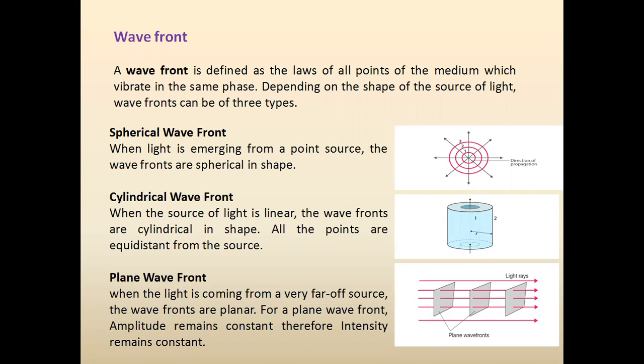Spherical wavefront: when the light is emerging from a point, the wavefronts are spherical in shape. It is called the spherical wavefront, shown in this picture. Whereas the cylindrical wavefront: when the source of the light is linear, the wavefronts are cylindrical in shape. All the points are equidistant from the source. This is the picture of the cylindrical wavefront.